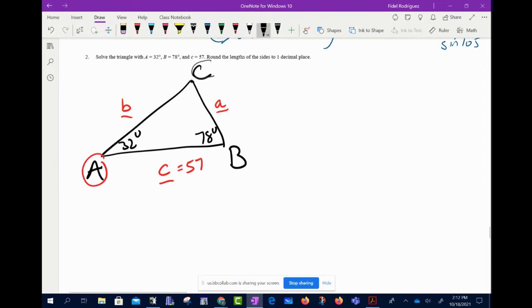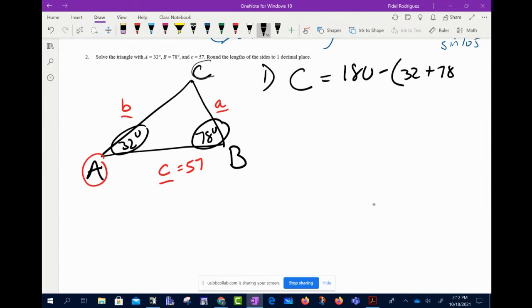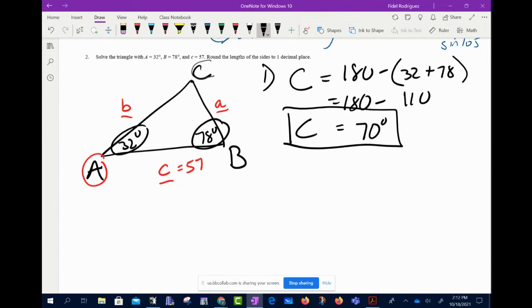So y'all, the easiest thing for me to do, number 1, is to find the measure of angle C. Remember, angle C is going to be 180 degrees minus whatever we get when we add those together. 32 plus 78, I want to say that's 110. So angle C should be 70 degrees. I'm just going to verify, make sure I'm doing this right. Yeah. Okay, so we got angle C to be 70 degrees. Perfect. There's my angle C.